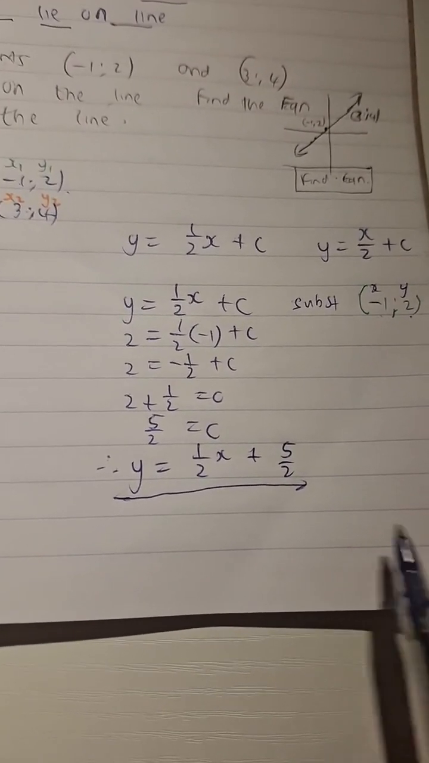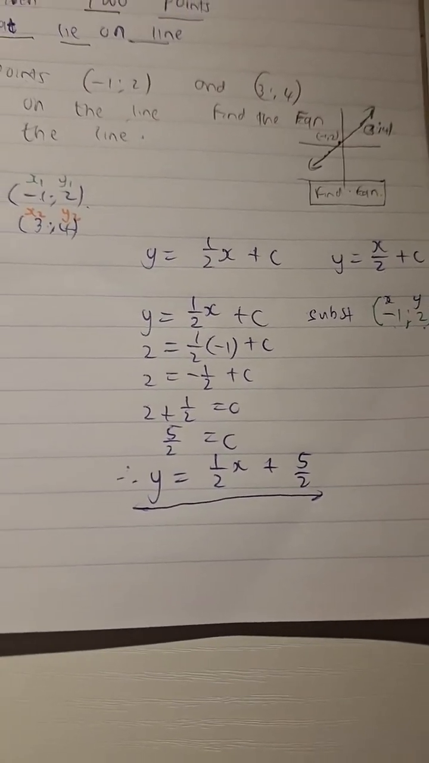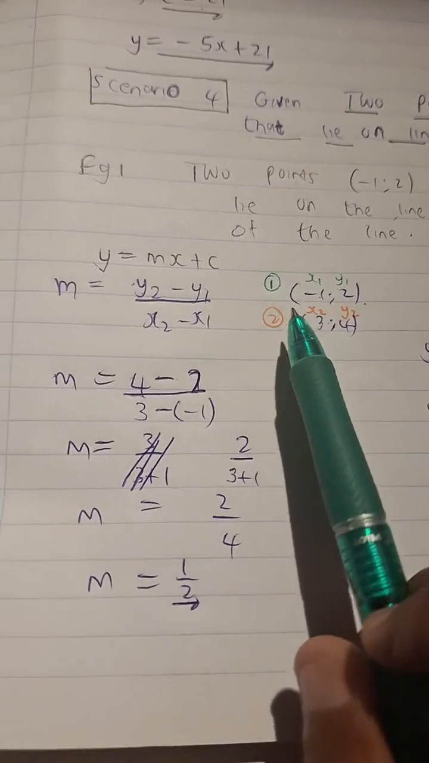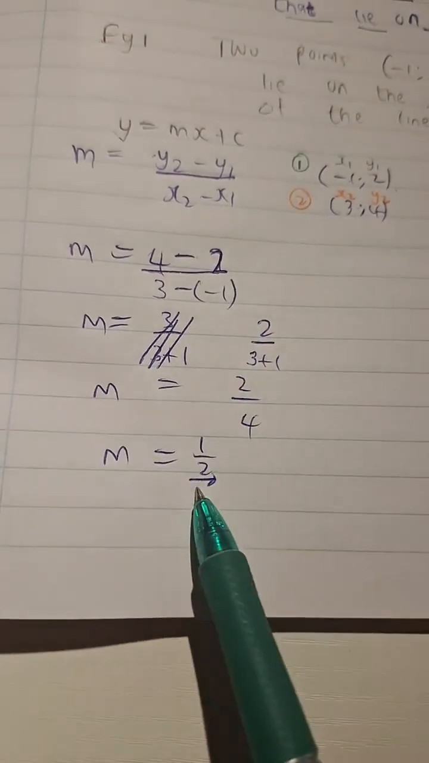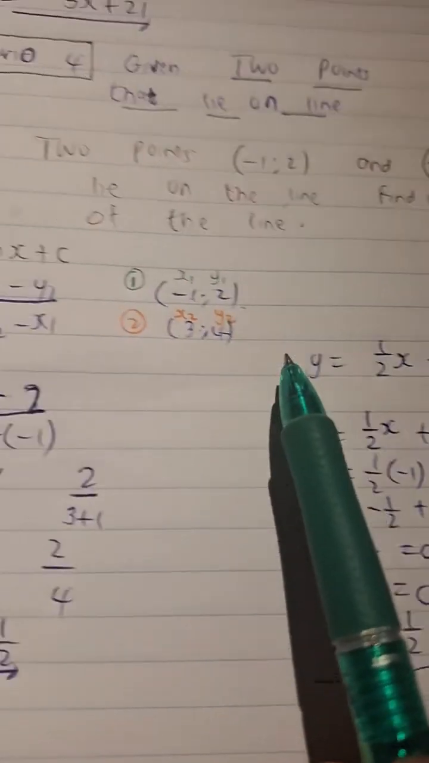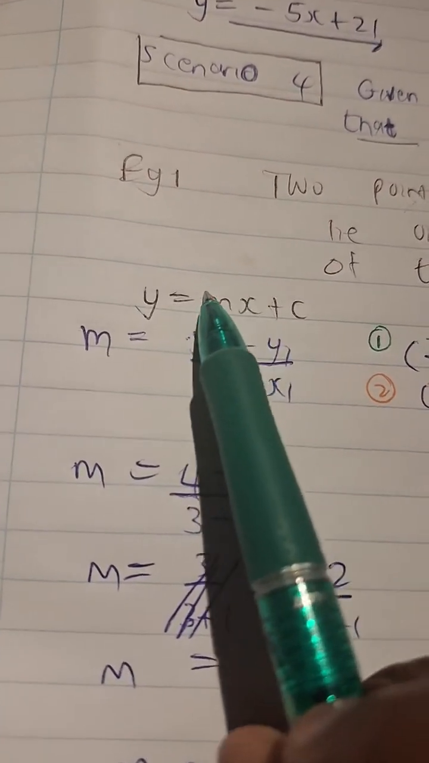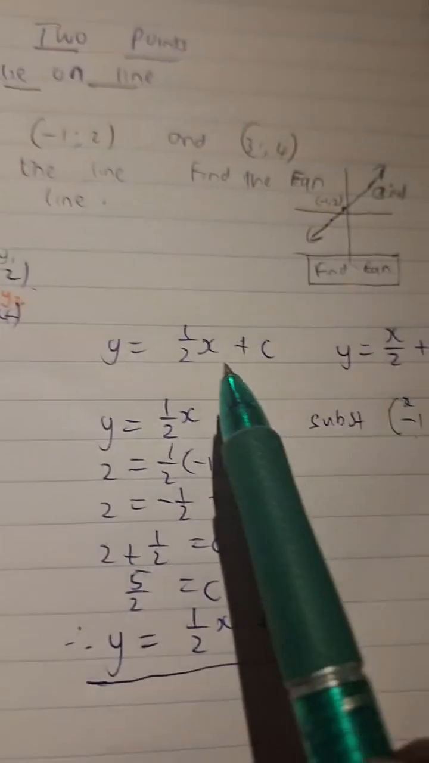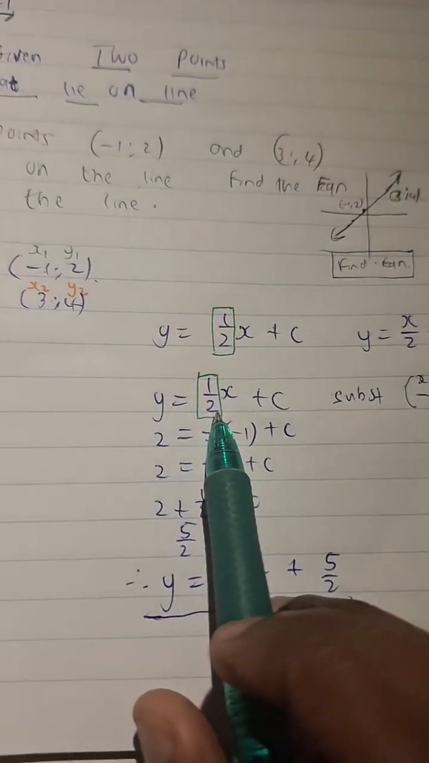Done. All right, there's the equation. All right, so with this scenario, you first use your points to calculate the gradient. Once you have found the gradient, you go and substitute the gradient in the place of m. There it is. In the place of m, you then substitute the gradient. Very important, because m is the gradient.